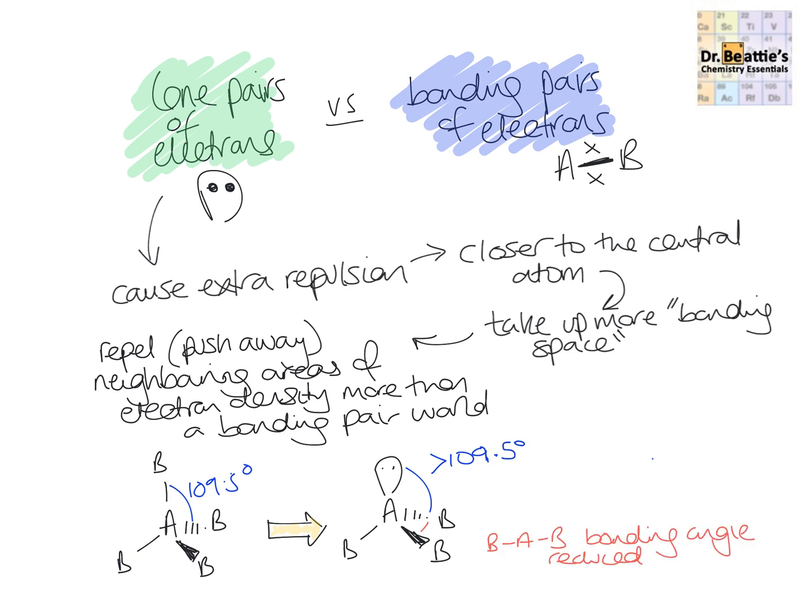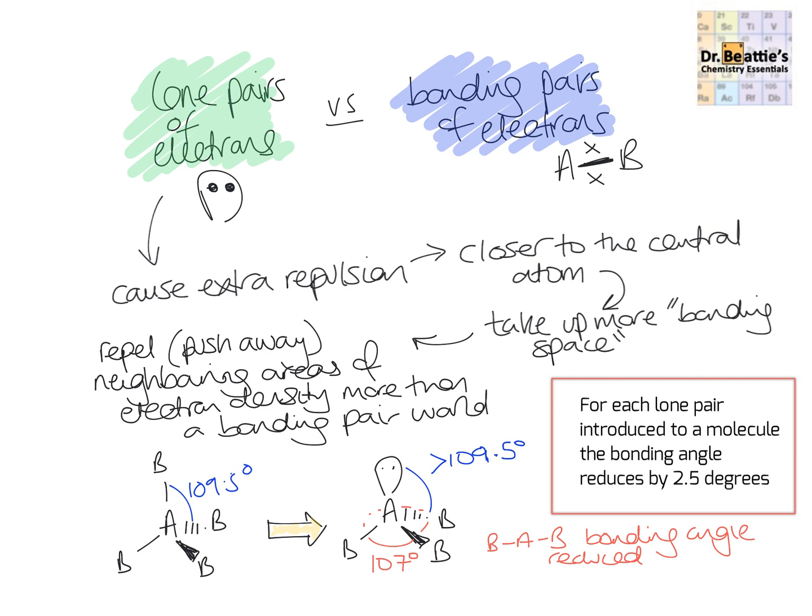And this is the same for any BAB bond. The actual bond angle that is formed when this is reduced is 107 degrees. And actually, this gives rise to a nice rule that each lone pair that's introduced to a molecule reduces the angle between the bonding pairs of electrons by 2.5 degrees.